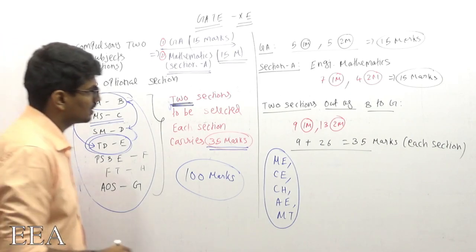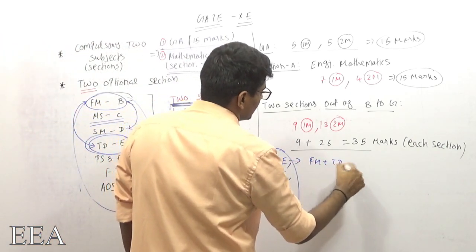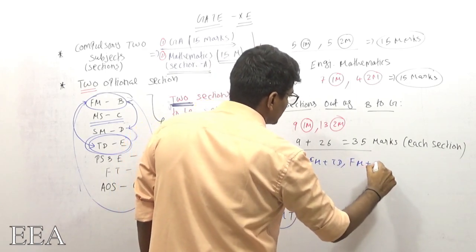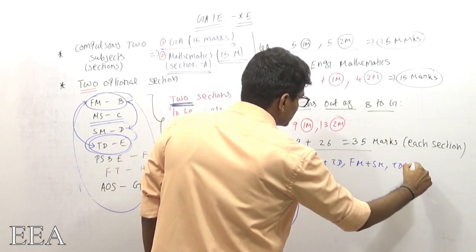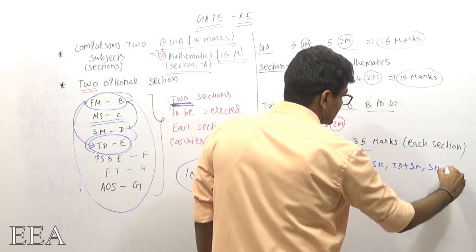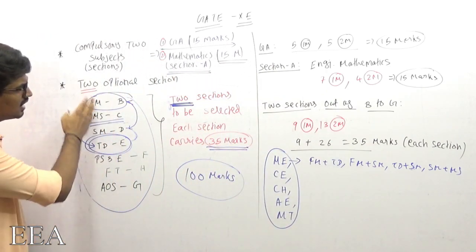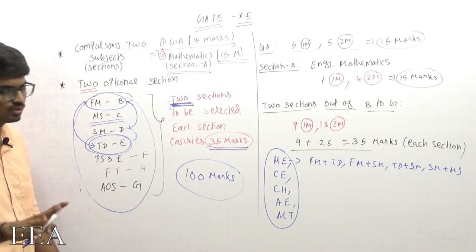So for mechanical, what are the preferred options? My preference will be FM plus TD. And there may be other options: FM plus SM, TD plus SM, or you can write SM plus MS also, strength of materials plus material science. You can choose any 2 of these 4.